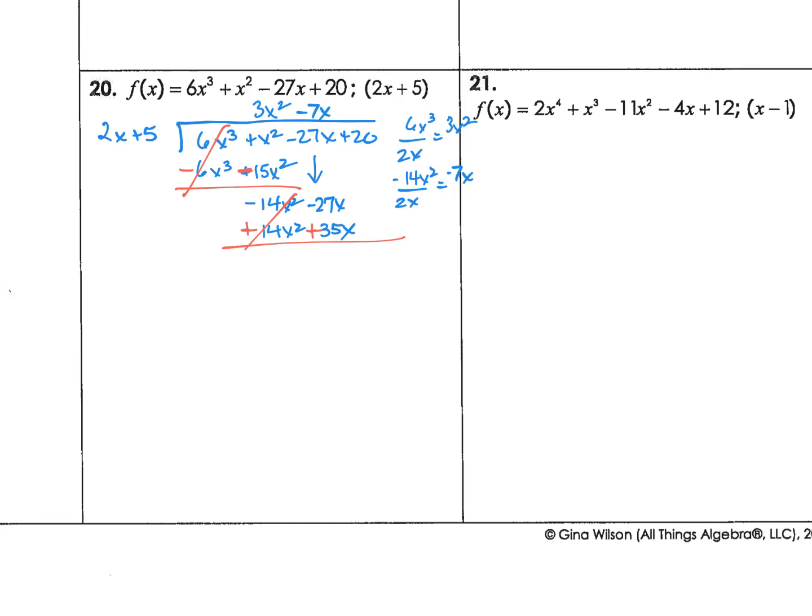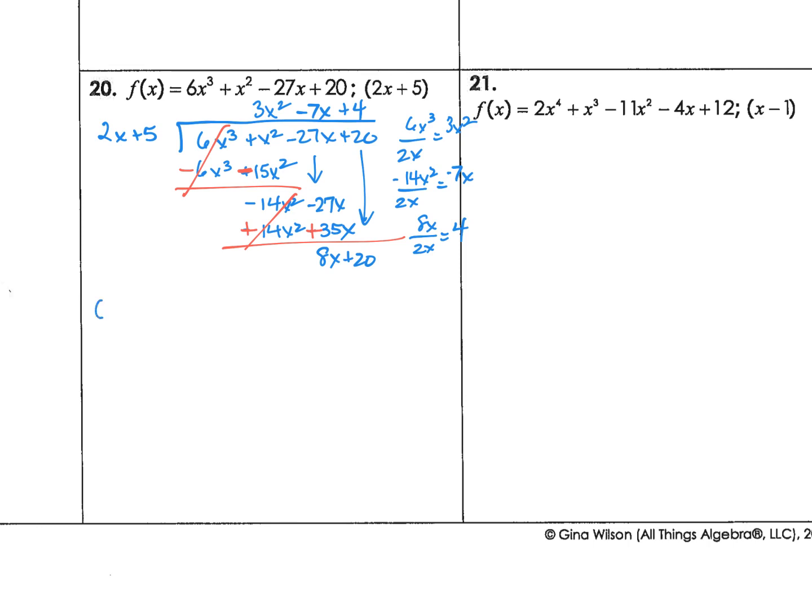This goes away. Negative 27 plus 35 is 8x. Bring down the plus 20. Should this work out perfectly with no remainder? Yeah, if it's a root, right? So now we just need to figure out what this goes into. So we have 8x over 2x, which is plus 4. We know it's going to work out, don't we?